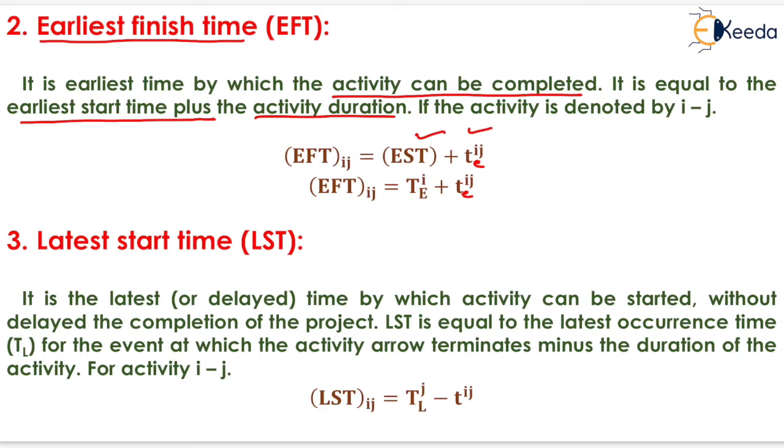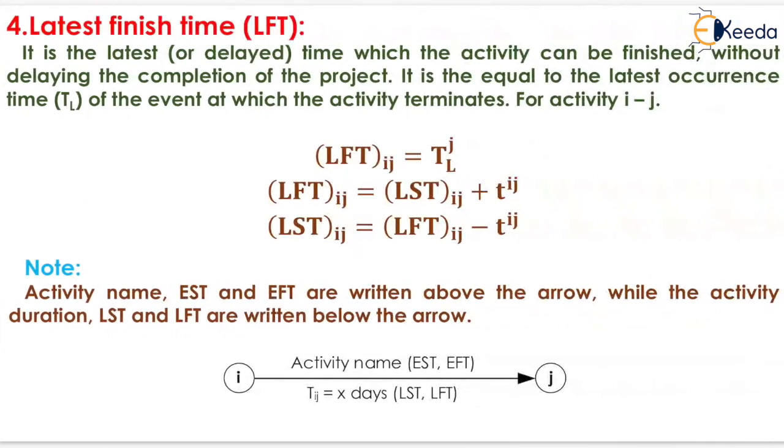Now the next one will be the latest start time, that is LST. It is the latest or delayed time by which activity can be started without delay the completion of the project. LST is equals to the latest occurrence time, that is TL, for the event at which the activity arrow terminates, that is TLJ, minus the duration of the activity, that is TEIJ. Now LST for IJ will be equals to TLJ minus TEIJ.